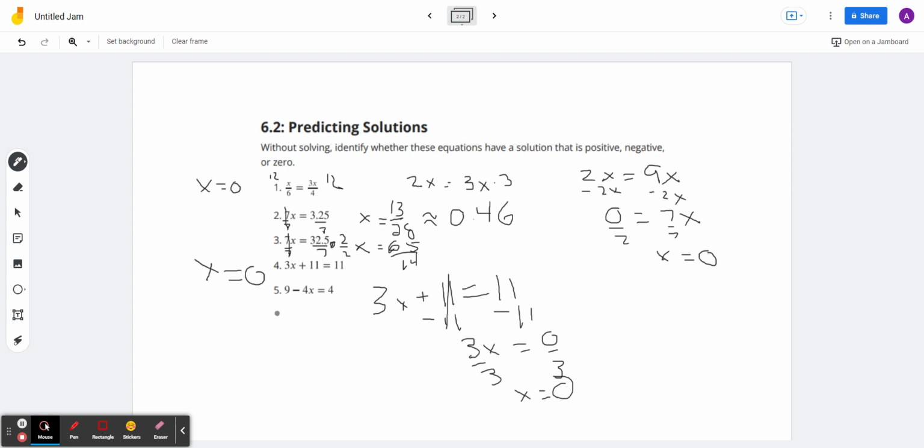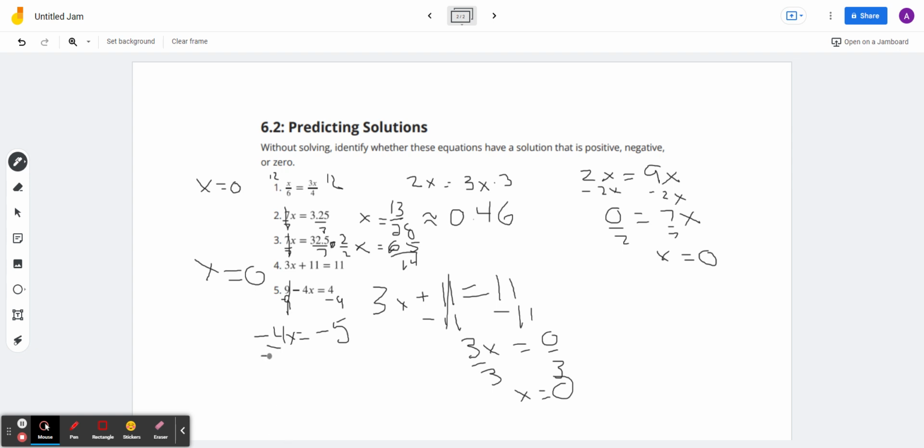And then for our last one, we have 9 minus 4x is equal to 4. So I'm going to get rid of this 9 here. So I'm going to subtract 9 from both sides. And then here, 9 minus 9 is 0. So we would have negative 4x is equal to, and then 4 minus 9 is negative 5. And I forgot to write the negative 4 and put the x part there. Now, I'm going to divide both sides by negative 4.